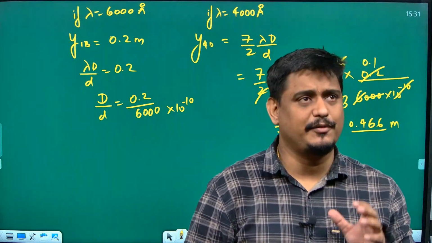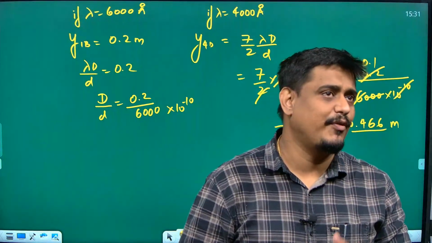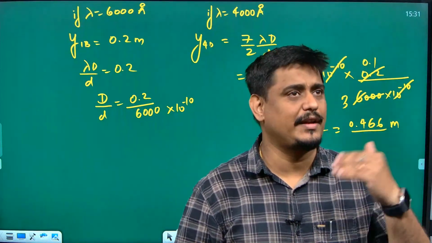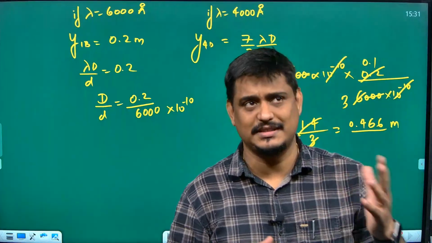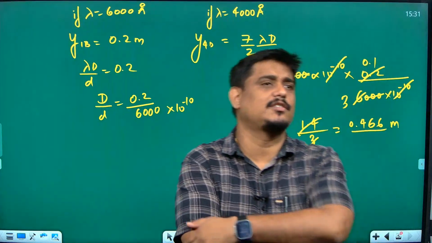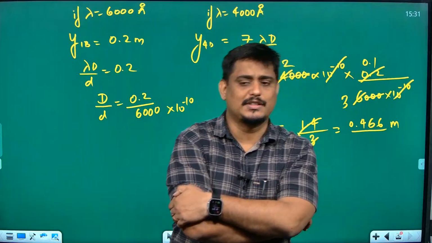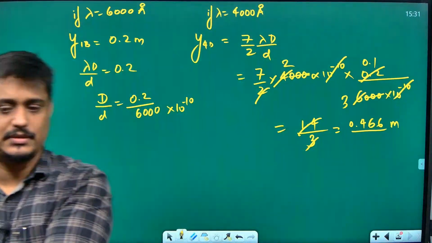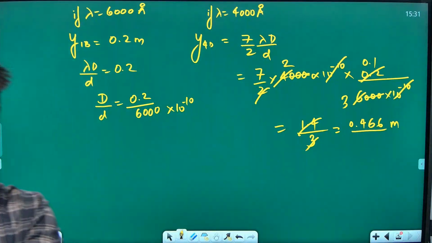I hope whatever I have spoken today is clear to you. Basically, we have identified what YDSE is. We have found the location of nth bright, location of nth dark, fringe width, angular fringe width, all these things. Next class when I come, we will solve some more questions from YDSE before we start talking about the diffraction concepts. So if everything is fine, you can drop off.